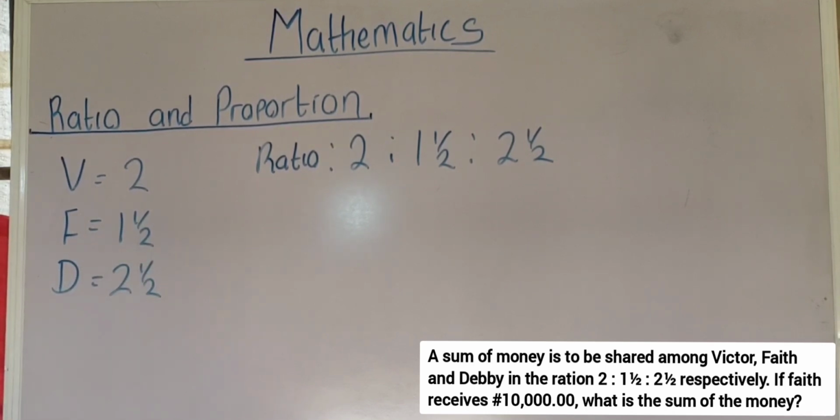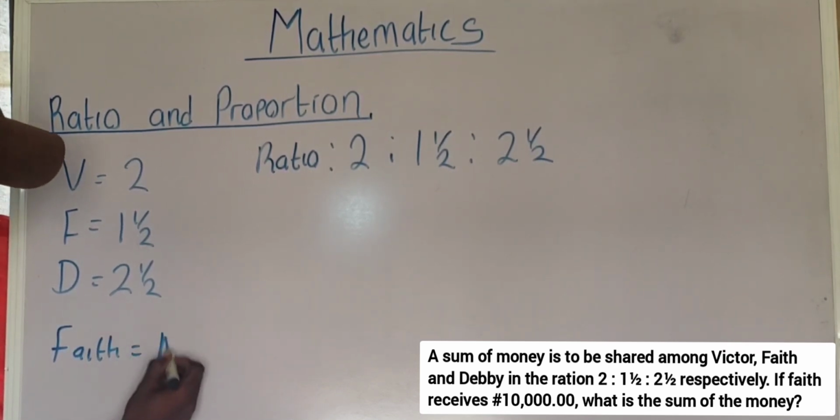Now we want to determine the sum of the money, but we are given additional information. The additional information is the amount that Faith received. Faith received 10,000 naira. So the amount that Faith received is 10,000 naira.